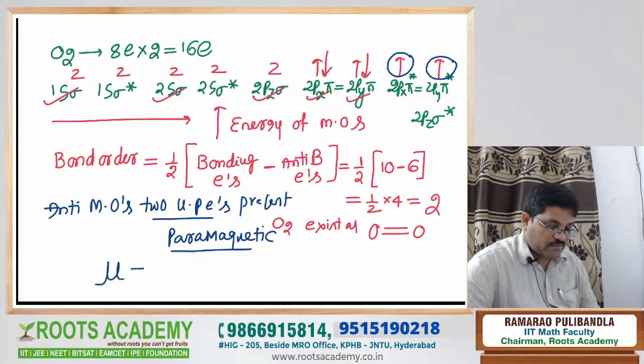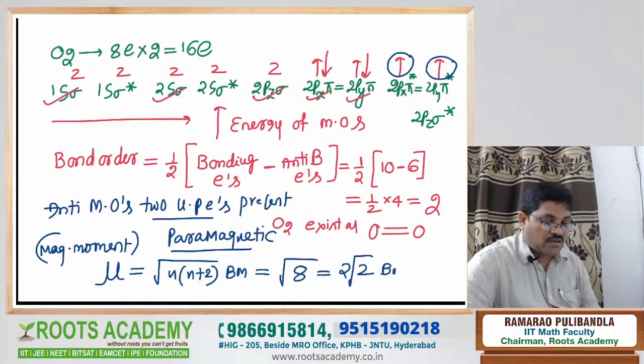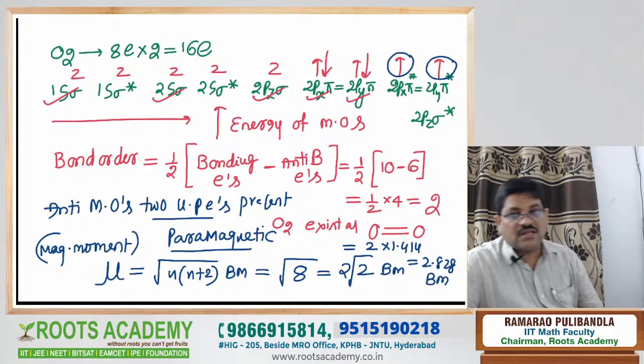What is the formula for magnetic moment? Mu means magnetic moment. Mu is equal to root over n into n plus 2 BM. That means you get root 8. Root 8 means 2 root 2 BM. Now that is equal to 2 into 1.414, which is 2.828 Bohr magnetons.